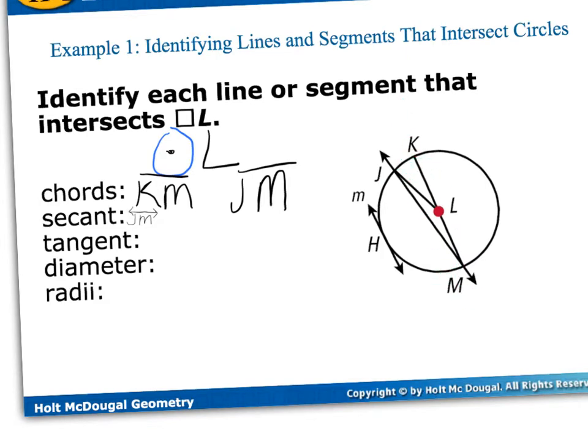All right, the tangent, here's the tangent line. This M is the label for this line. There's no other point. You can't just say line H. So we're going to say the tangent is M.